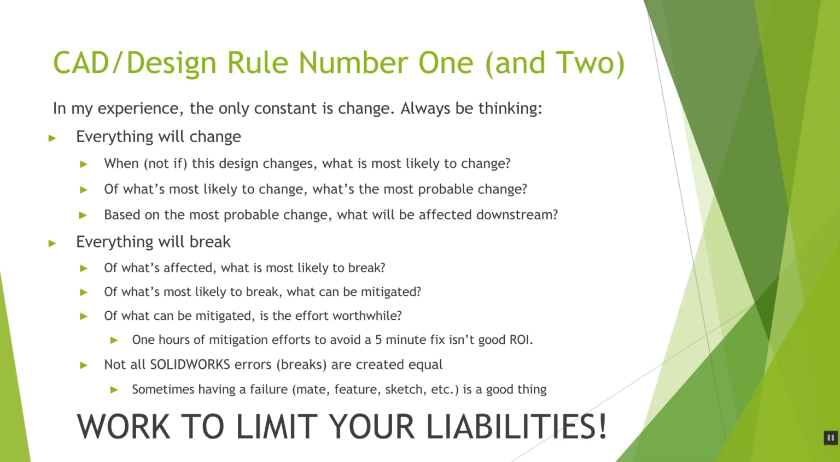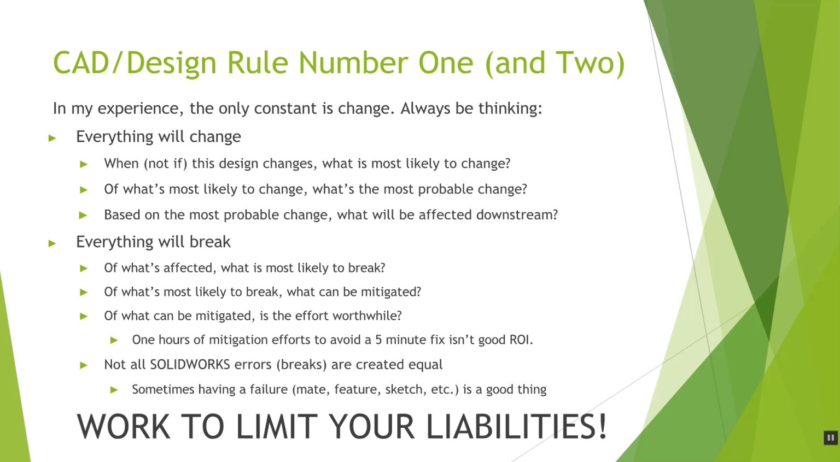Wood could still change. And then of what's most likely to change, what's the most probable change? So assuming the outside diameter of this table changes, what's most probable? Am I going to go to square corners or maintain my radius? Well, if I have something tied to that radius and I go to square corner, what I just tied to that radius is now going to break. Because everything is a parametric model, we have our parent-child relationships, and we have to build through our tree. So based on the most probable change, what will be affected downstream? That's the first half of the rule.